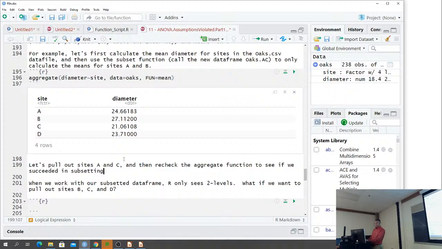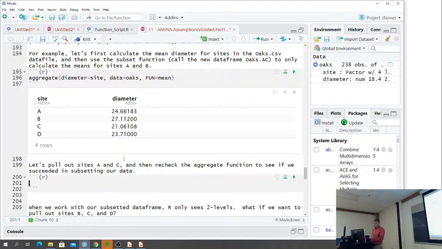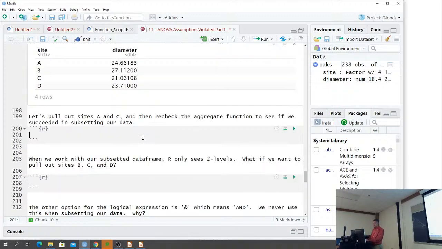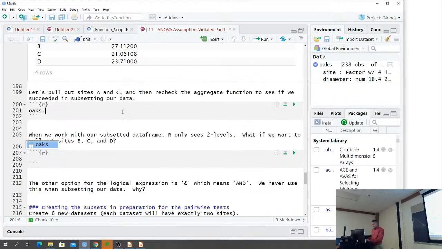in subsetting our data. Now this is just a check because this is just demonstrating how we're going to do it. So I'm going to call it oaks.AC, so oaks data frame, sites A and C. We're going to subset our oaks data set, where site is equal to A. Take out those spaces. Site is equal to A, or site is equal to B.